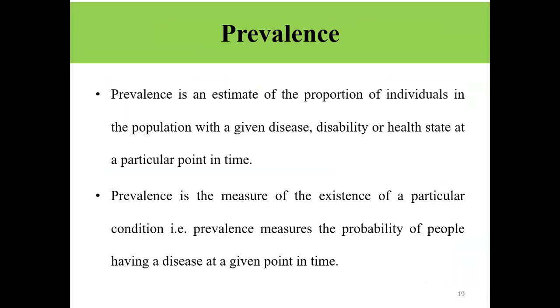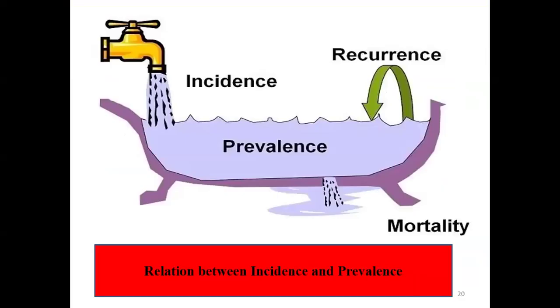And prevalence is the estimate of the proportion of individuals in the population with a given disease, disability, or the health state at a particular point in time, which can be of two types: point prevalence and period prevalence. So it includes the current cases, both old plus new. So this is the diagram showing the relationship between the incidence and prevalence. So incidence is the new cases, whereas prevalence includes both the cases.